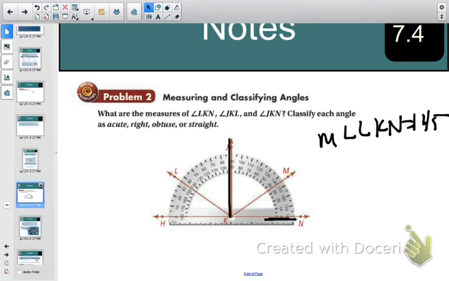JKL is this angle here. So this one does not start at 0.